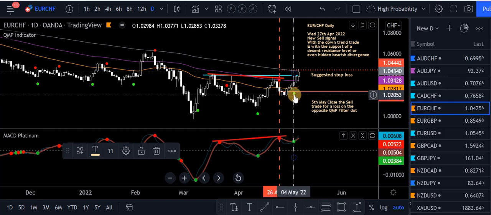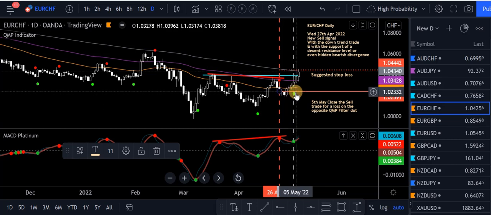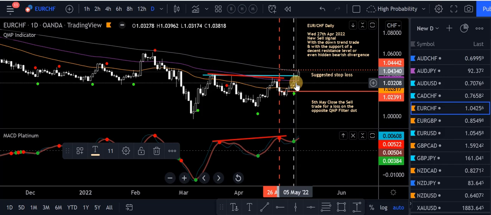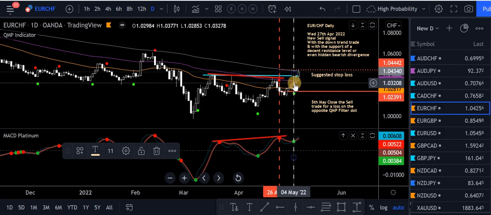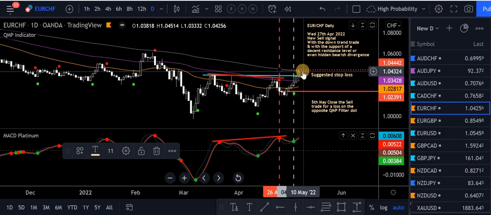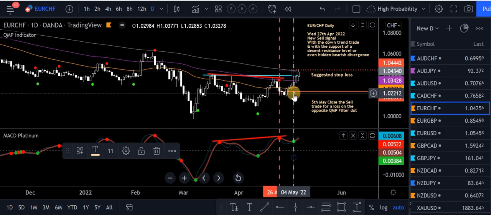Doesn't mean it's going to work out. But we got this opposite QMP filtered dot, and that was on the 4th. On the open, I called the close, so we saved ourselves some money. We would have been stopped out a couple of days later. So all we did was close there instead of letting it hit the stop, on the opposite QMP filter dot.